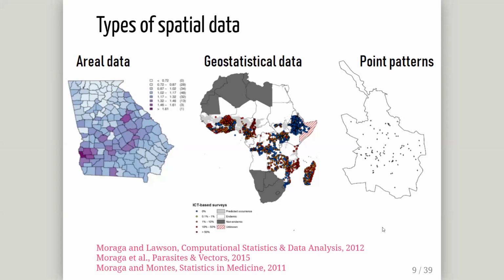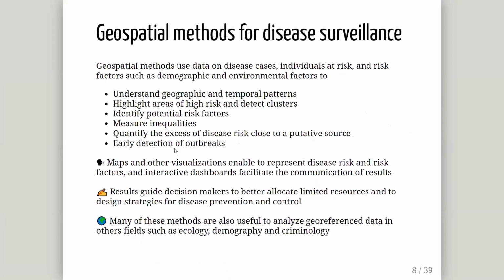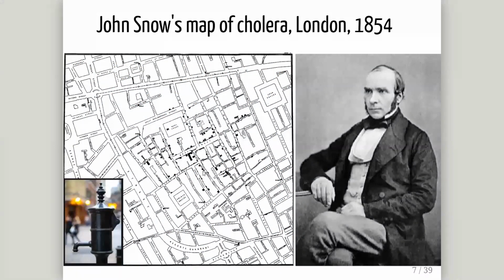And in point patterns, the data are the locations of the people with the disease. So here, for example, this is the city of Valencia in Spain, and the points represent the locations of people that have kidney disease. This is the same as here, where the dots represent the locations of people that died from cholera.